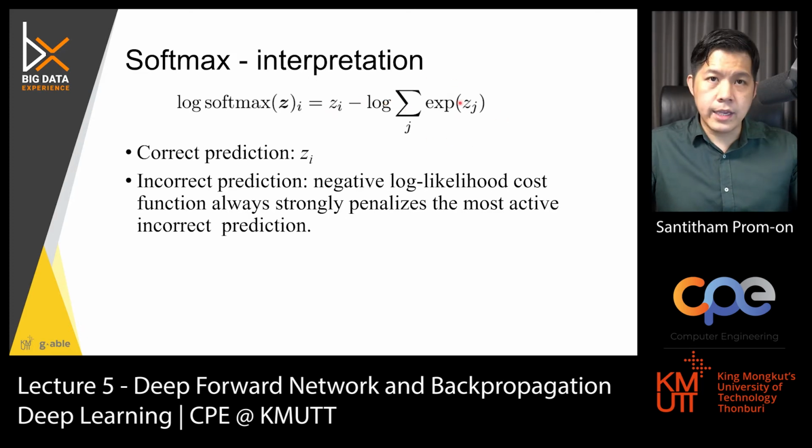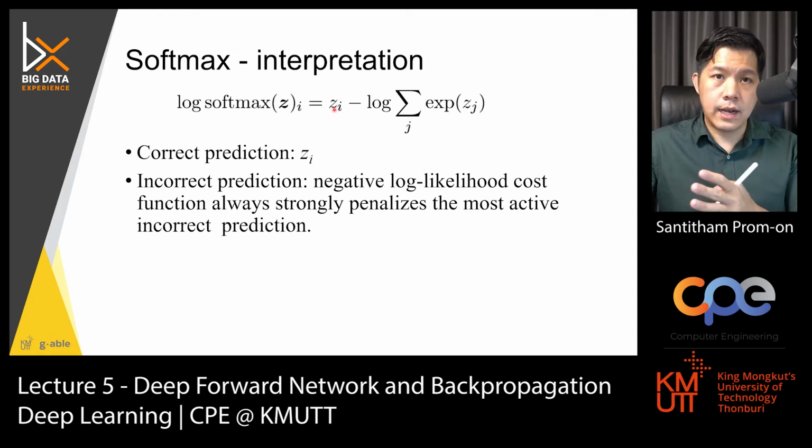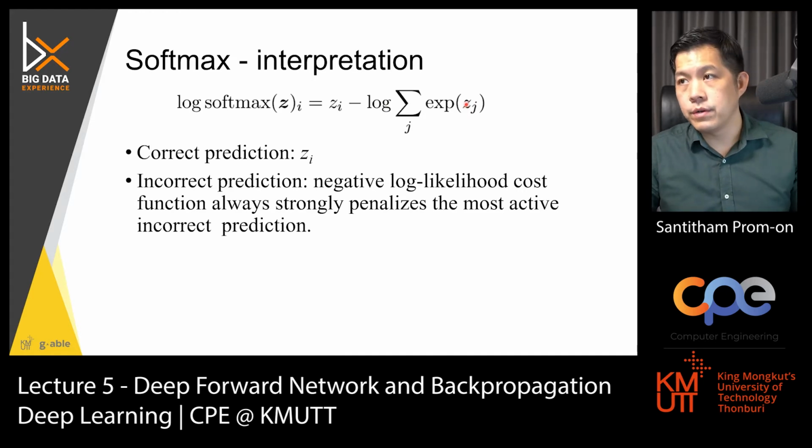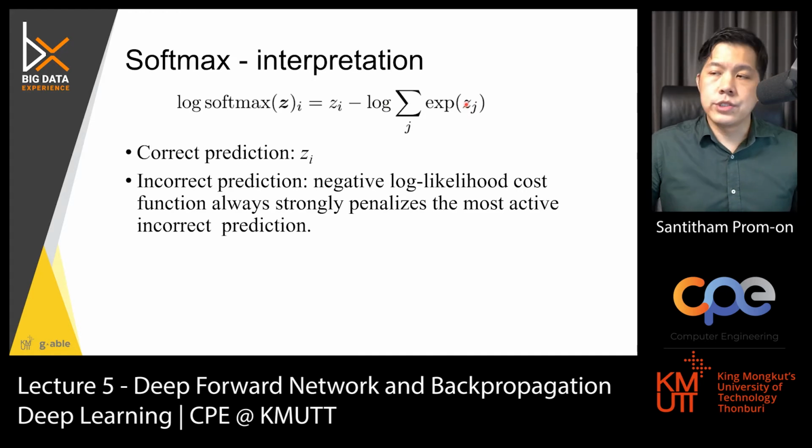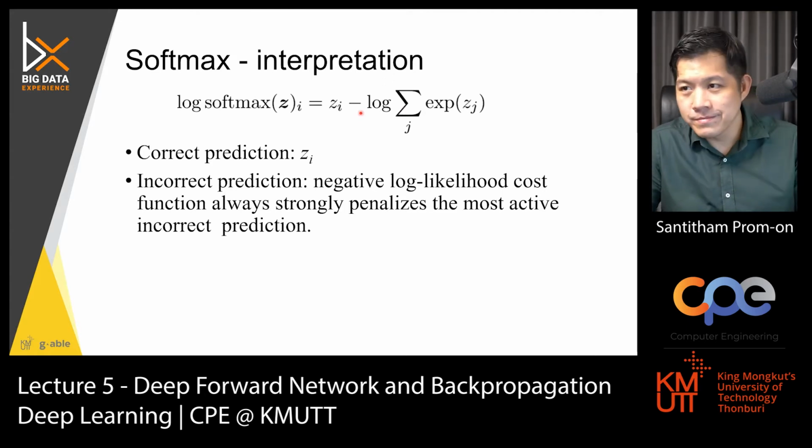Let's think about the ideal case. This is a large value, and here the exponentials of zj are very, very small values, right? So when you take the log of this small value, it becomes a negative value. Negative, encountering a minus, gives you a positive value. That's the log softmax indicating that, okay, this is a correct prediction.